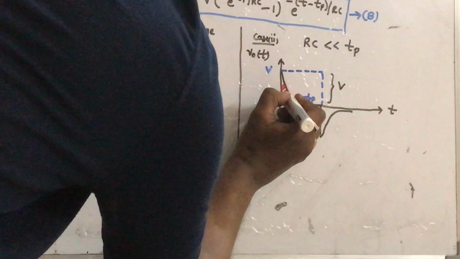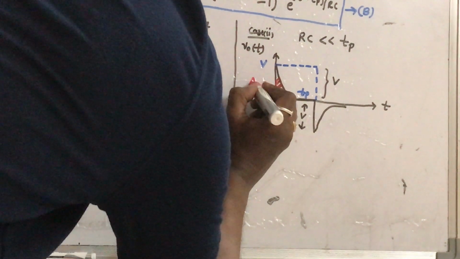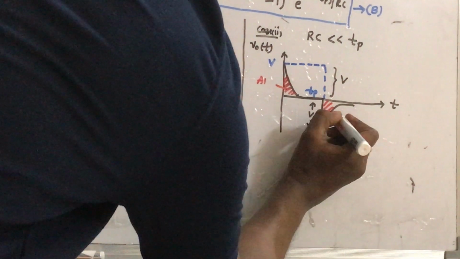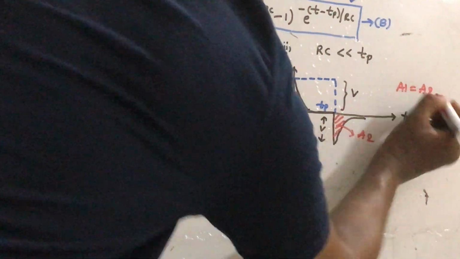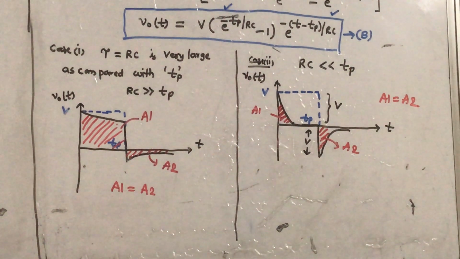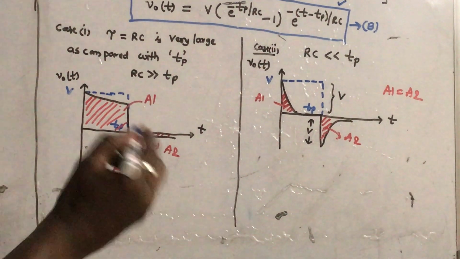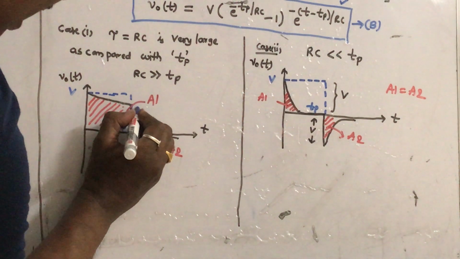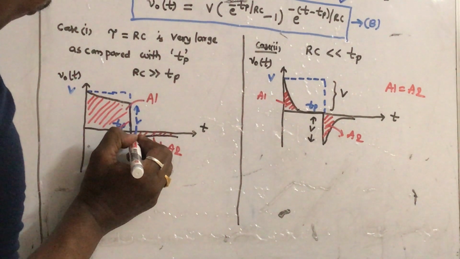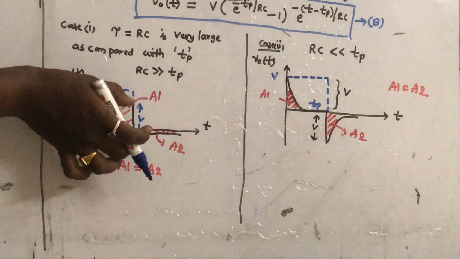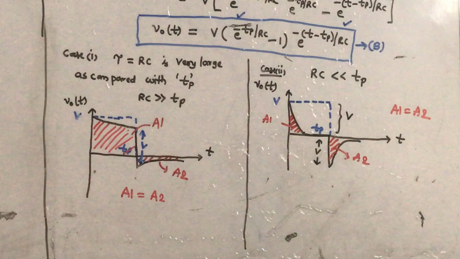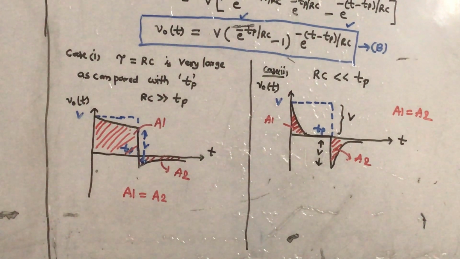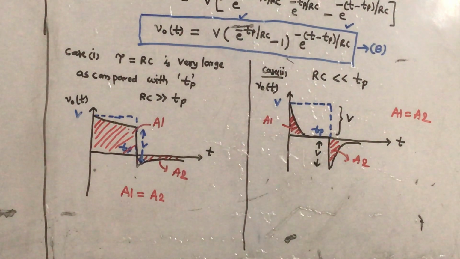Again, this is area A1 and this is area A2. The area A1 is always equal to A2, since in this diagram also you can observe that the amplitude change is always equal to V. This height of change is always equal to V because the input voltage changes by V amplitude. So this is what you have to write for this very important question in the examination.